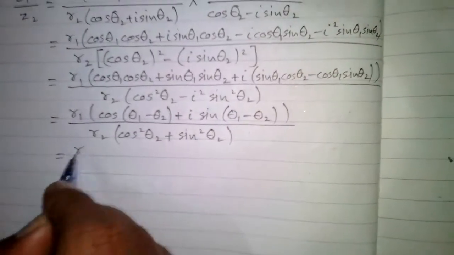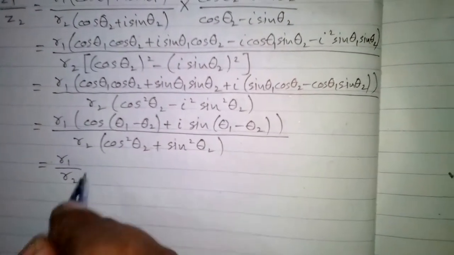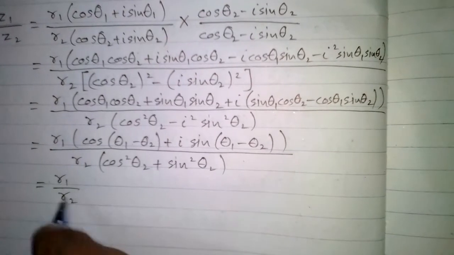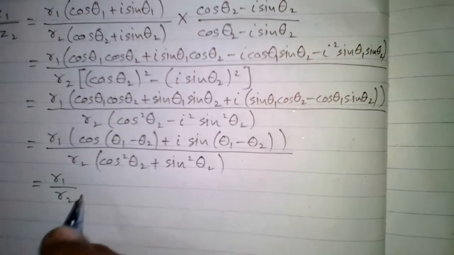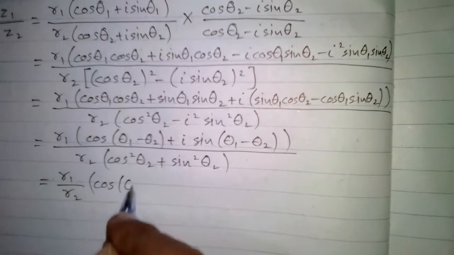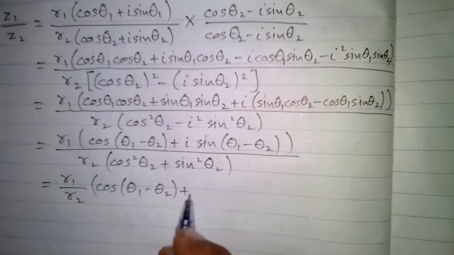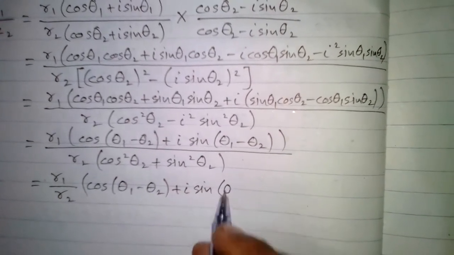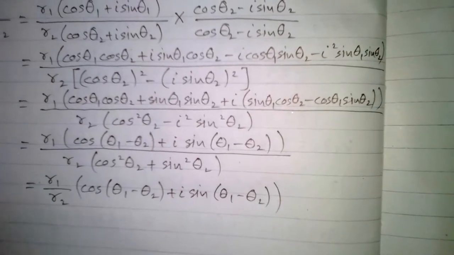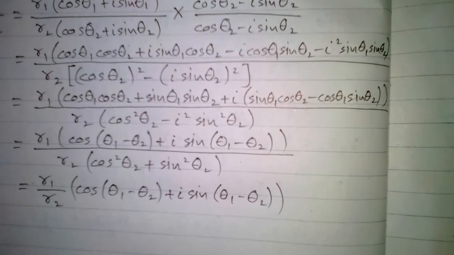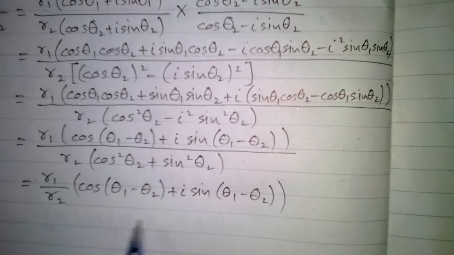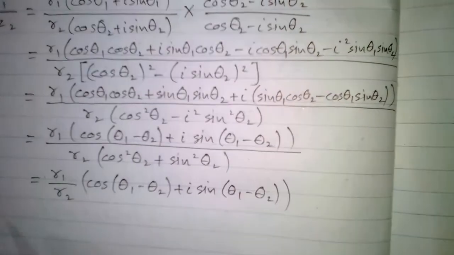Now this can be written as r1 upon r2, and cos square theta 2 plus sin square theta 2 is equal to 1, so 1 multiplied by r2 is r2, and we can write cos of theta 1 minus theta 2 plus iota sin of theta 1 minus theta 2. So this is the quotient of two complex numbers. So z1 upon z2 is equal to r1 upon r2 times cos of theta 1 minus theta 2 plus iota sin of theta 1 minus theta 2.